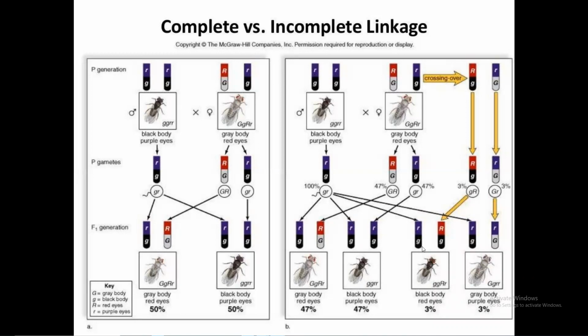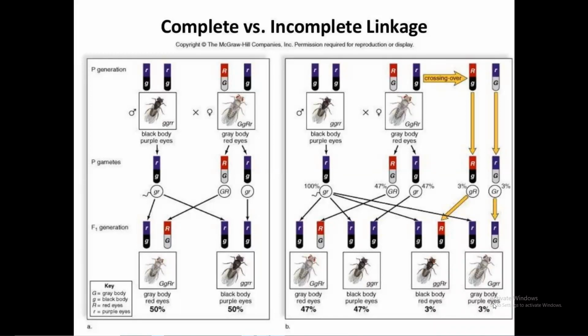So what is the genotype here? Small g, capital R, small r. Small g, what is the recessive character? Black body. What is capital R, small r? Red eyes, because capital R is dominant over small r. So red eyes, black body. And what is another combination? Male gamete, that is small g, and recombined gamete, this is small r capital G. So what will be the genotype? Capital G, small g, small r, small r. So capital G, small g will give gray body, and small r will give purple eyes.